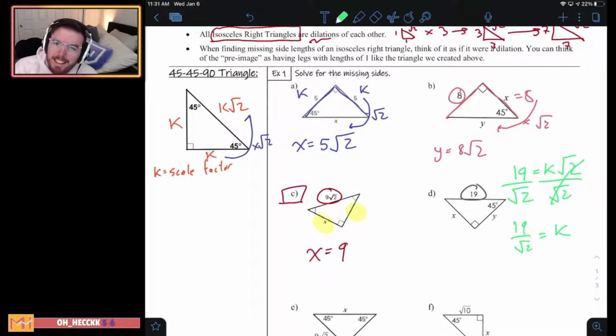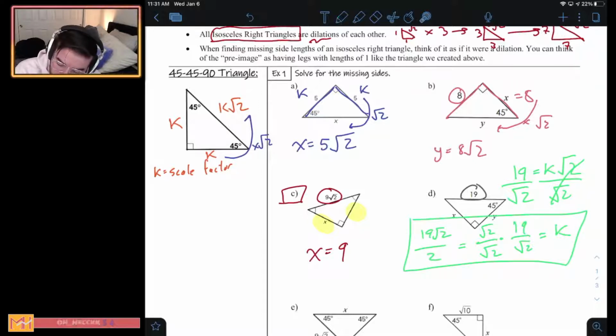So k equals 19 over root 2. If you remember from the last video, we don't like square roots in the denominator. So let's multiply by root 2 over root 2. And that becomes 19 root 2 over 2. And that is k. So the legs are a weird length, not the hypotenuse. Where here the legs were whole numbers and the hypotenuse had the root 2, this one's the other way around. So x is 19 root 2 over 2, and so is y.